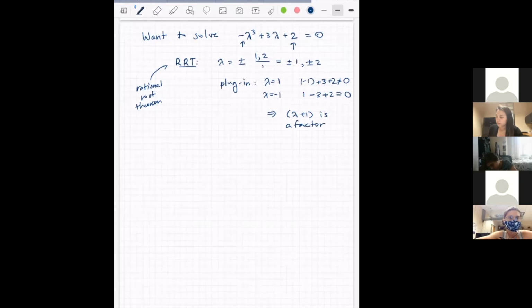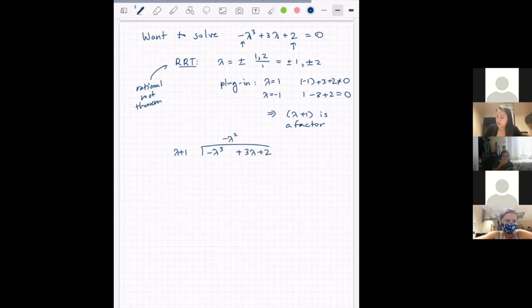So let's go ahead and do that. If we take lambda cubed plus 3 lambda plus 2 and divide by lambda plus 1, I should leave a little room for this. So we're doing just the long division. Yeah, long division. Okay.